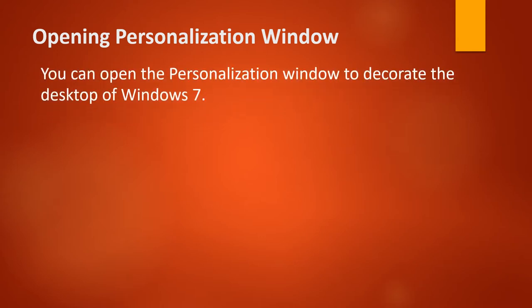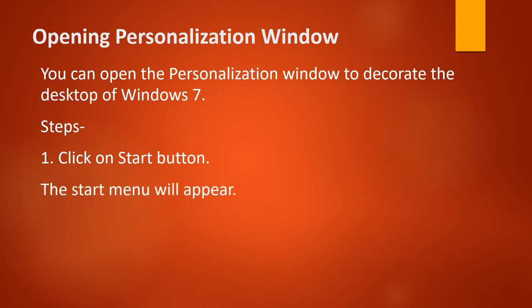Opening personalization window. So, in order to change the various settings, you need to open personalization window. How you can get? Let us see. You can open the personalization window to decorate the desktop of Windows 7. The steps are: click on the Start button. The Start menu will appear. Click on the Control panel.